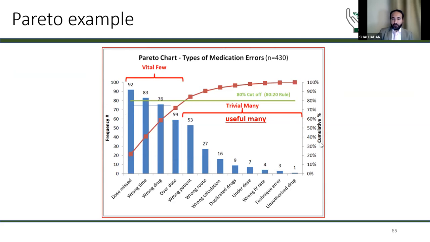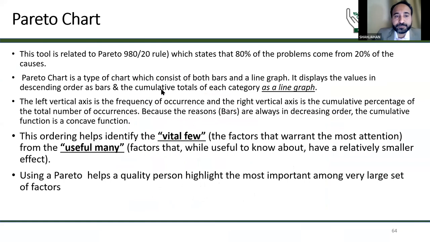So we just draw a line of cumulative percentages here. See this point, until here, this is the 80%. So these vital few are the problems which make up 80% of the problem. If we solve these vital few, then 80% of our problem will be solved. Because if you see the major problems, dose missed happening 92 times, wrong time 83 times, and wrong drug 76 times. If we solve these four issues, this is only 20%, but if we solve them, 80% of the problem will be decreased. That's why we are saying this is the 80-20 rule.